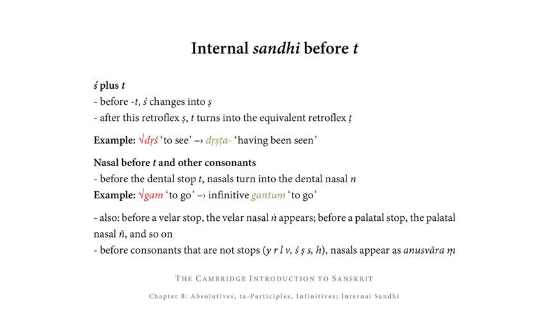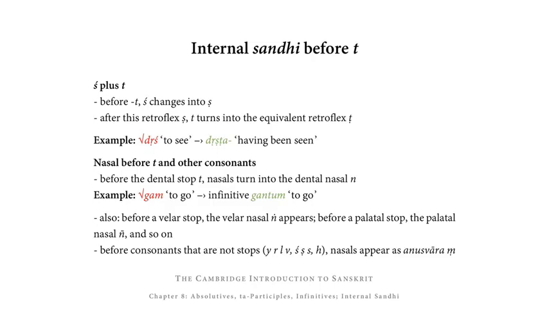Two more aspects of internal sandhi before t. First of all, sh, so the palatal S sound, the palatal sibilant, in front of a T changes into sh, the retroflex S sound, and after this retroflex sh, the T, the dental sound T, itself turns into the equivalent retroflex sound, namely into ṭ. And so, for example, of drsh, to see, we have the ta participle drshta, where both the sh and the T of the ta have turned into their retroflex equivalents, and together they're very straightforward to pronounce: drshta.